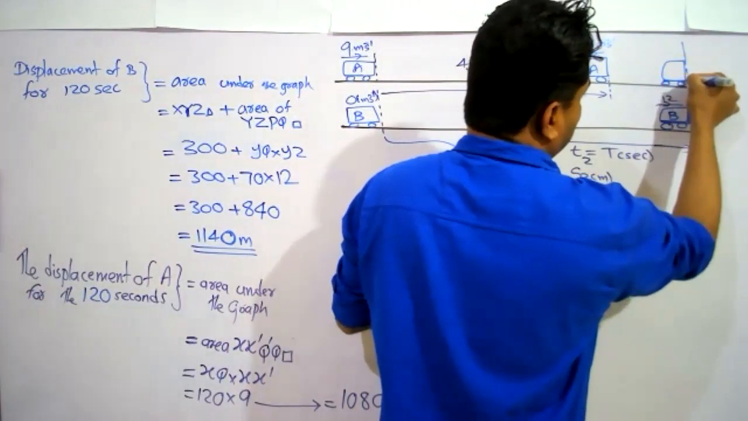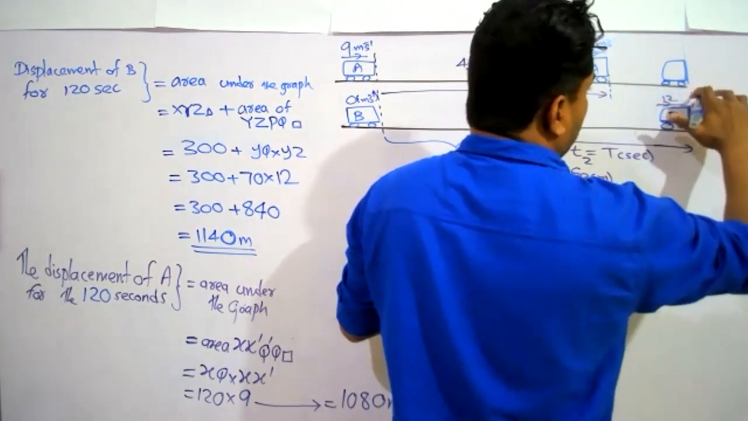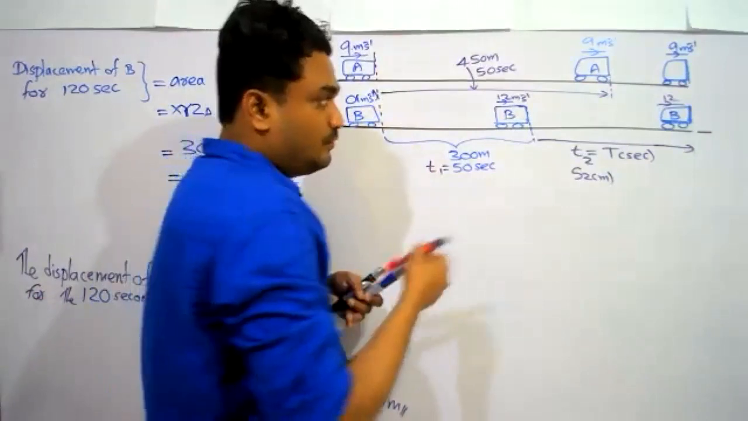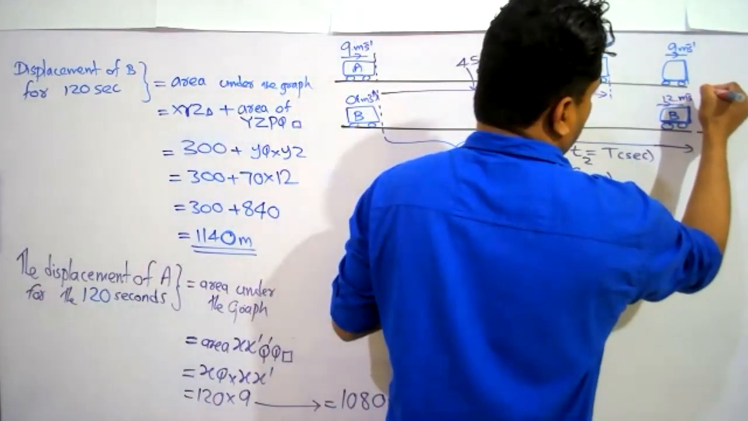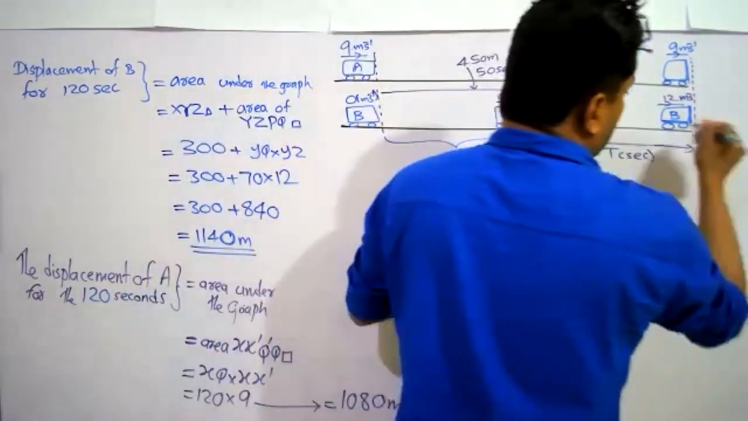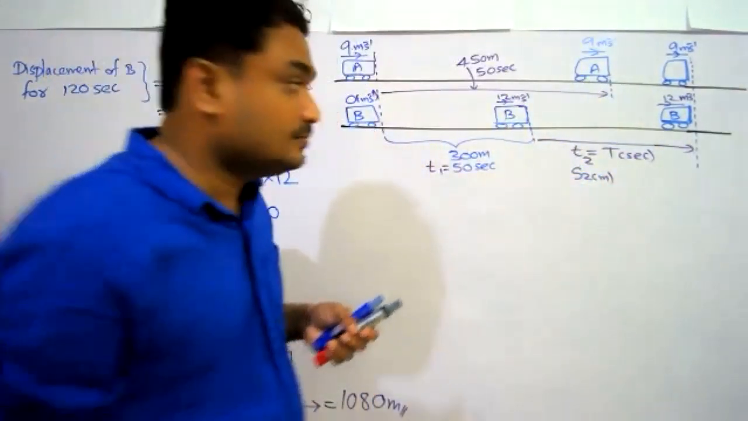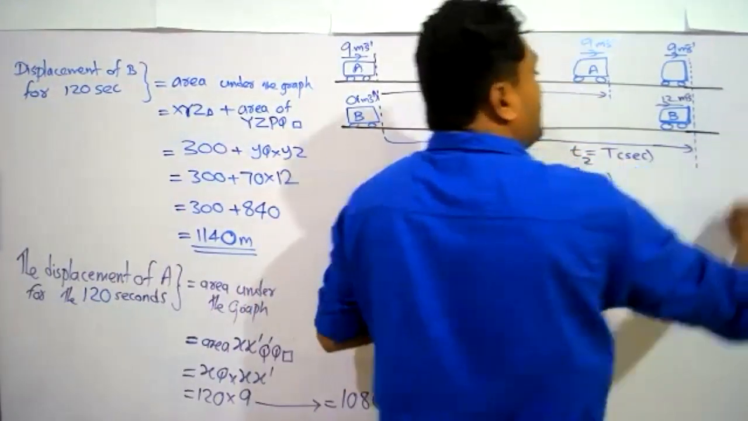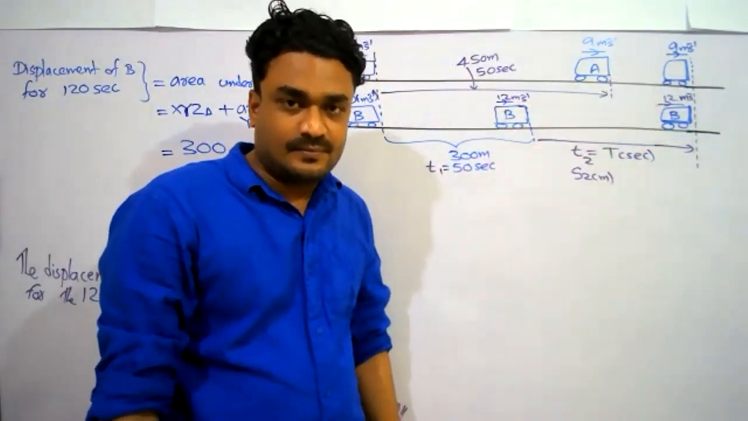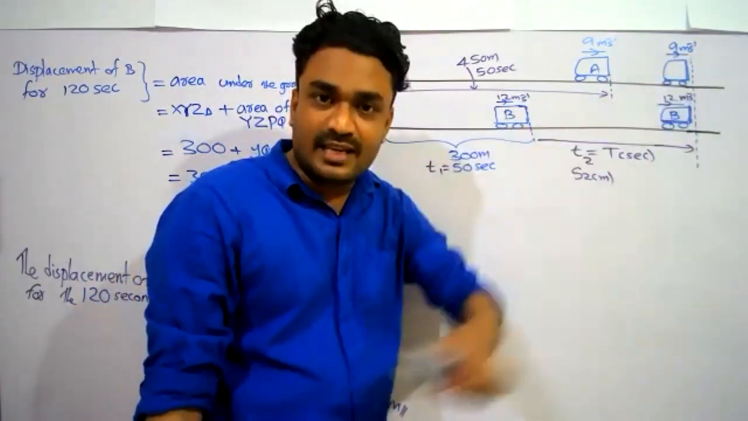Then what will happen? A and B are both at the same place. A has a velocity of 9 meters per second, B has a velocity of 12 meters per second. Displacements are equal. What about the velocities? B has a larger velocity than A, so at this point B will definitely overtake A. Am I right?